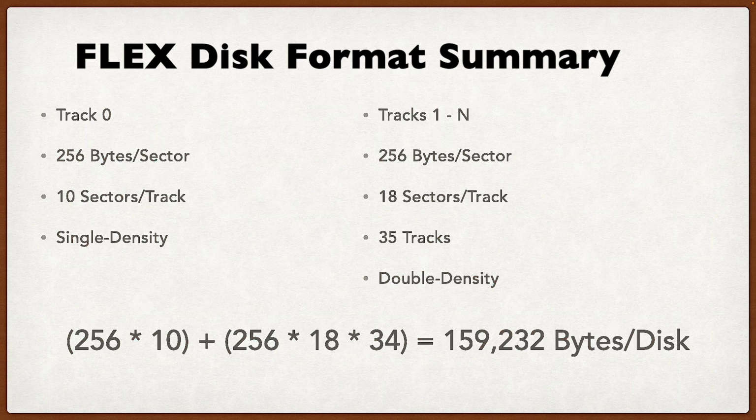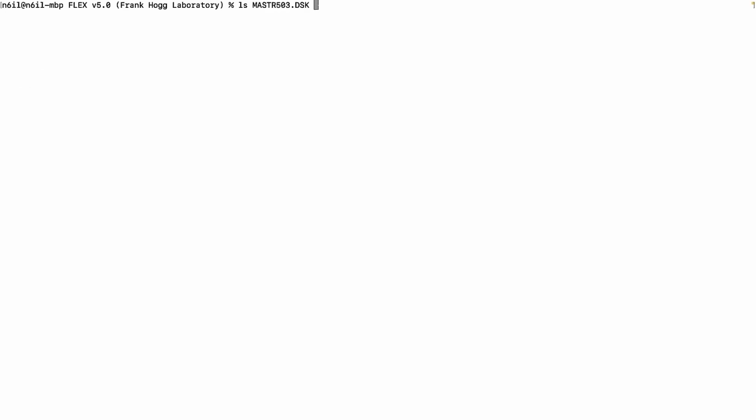So to sum this up, track 0 has 256 bytes, 10 sectors per track. And tracks 1 through n, all of the remaining tracks after track 0, have 256 bytes and 18 sectors per track. So this means that the size that we should actually have is 159,232, not the 157 whatever that we had before. So let's go back into our disk image and take a little bit deeper look at it.